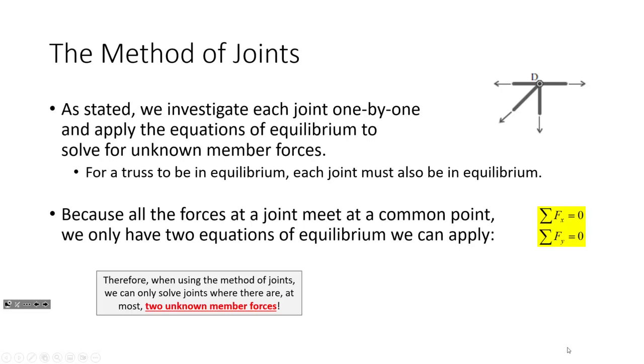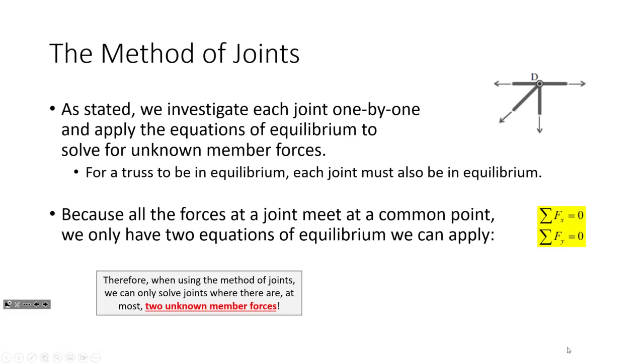If you go back to Engineering 213, the first thing that we dealt with in statics was statics of particles. In other words, situations where all the forces meet at a common point. So we dealt with the sum of forces in the x direction and the sum of forces in the y direction. We didn't start considering the sum of moments until we dealt with situations where the forces don't meet at a common point, where the forces are non-concurrent. So when we're dealing with the method of joints, we only have two equations of equilibrium for each joint: the sum of forces in the x direction and the sum of forces in the y direction.